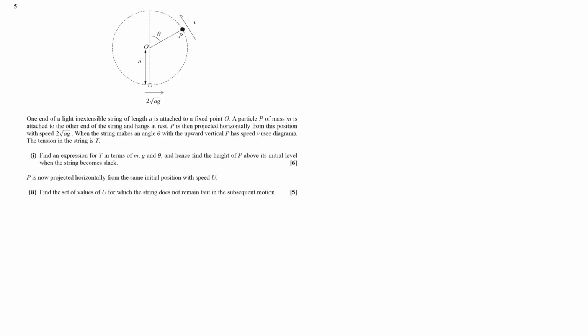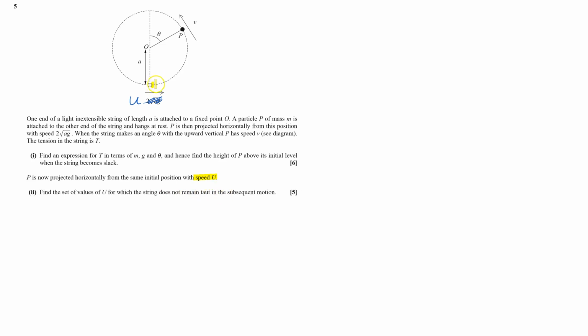Okay, so for part 2, it's now projected horizontally from the same initial position with speed u. So that means this bit is no longer going to be like that. It's now going to be u. And we ought to find out the set of values for which the string does not remain taut.